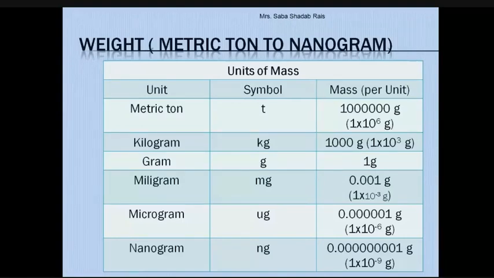We should remember it, because lots of conversions we are going to do practically when we perform our practical. So kilo 10 to the power 3, milli 10 to the power minus 3, kilo, milli, micro, nano. This way you are going to remember, then 10 to the power 3, 10 to the power minus 3, 10 to the power minus 6, 10 to the power minus 9. So this will become easy for you to remember forever. Then milligram, 1 into 10 to the power minus 3 gram. Microgram, 1 into 10 to the power minus 6 gram. Then nanogram, 1 into 10 to the power minus 9 gram.